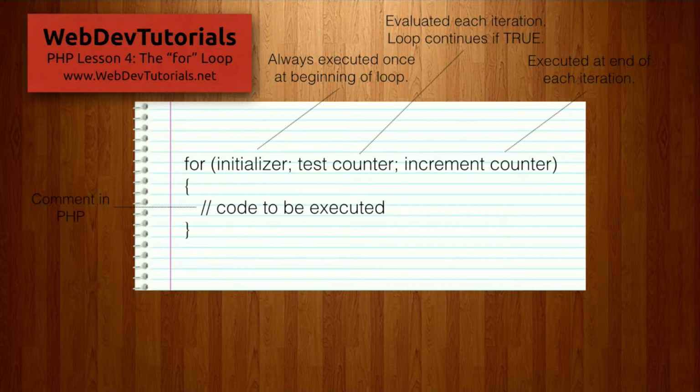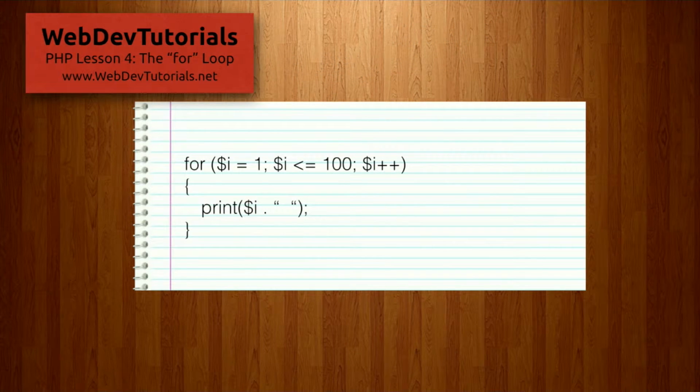Suppose we want to print the numbers 1 through 100 on the screen. We could go about writing hundreds of print commands, or we could write a small loop to do this automatically. We'll start by setting up the basic for loop structure: the keyword for, then the parentheses, and the curly braces.